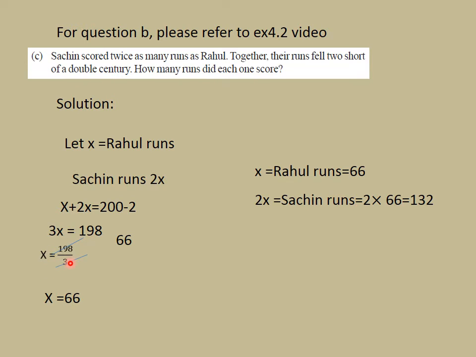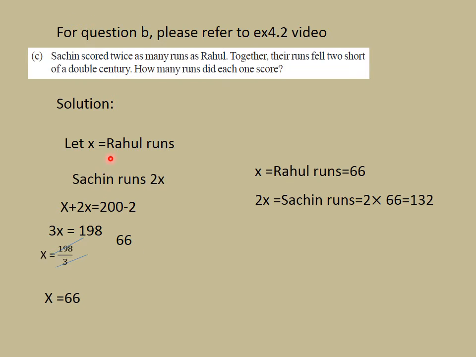So what is x? x is equal to 198 upon 3, because 3 is multiplying with x. So when 3 goes to the right hand side, it has to divide. So 198 upon 3. How much is this? 3 6s are 18, 1 8. Again 3 6s are 18. So 3 goes in 198 66 times, with no remainder. So x is equal to 66.